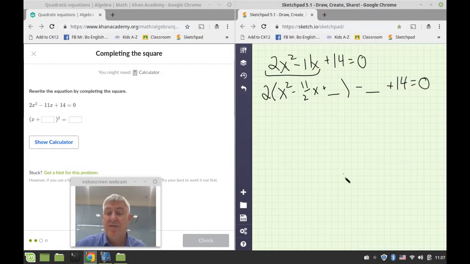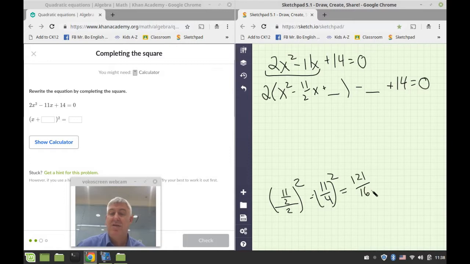So where do we find this? Let's see. We need 11/2 divided by 2 squared, which is equal to 11/4 squared, which is 121/16. So we need 121/16 here.